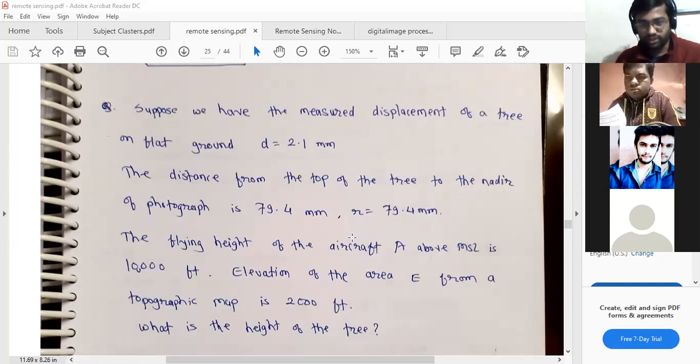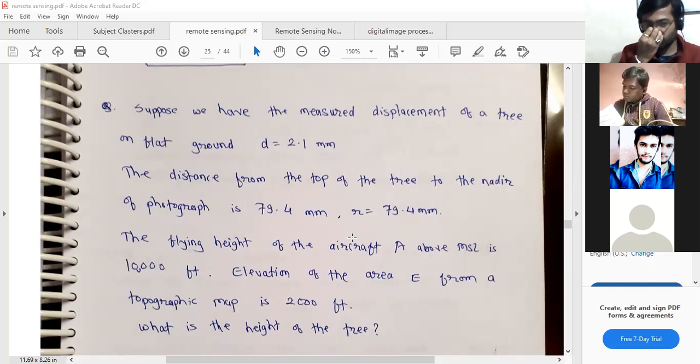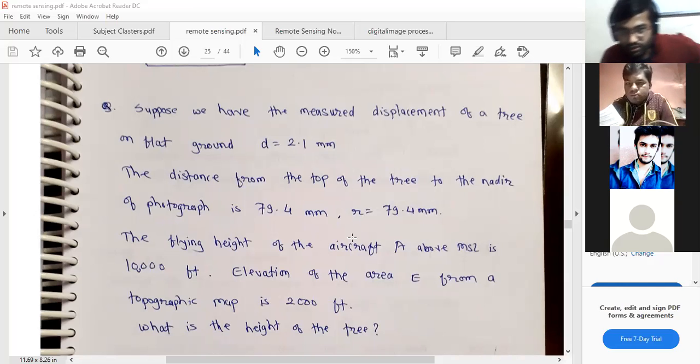Now suppose we have the measured displacement of a tree on a flat ground. D is given 2.1 mm. The distance from the top of the tree to the nadir of the photograph is 79.4 mm. Okay, means R is given. The flying height of the aircraft A above the MSL is 10,000 feet. Okay, so capital H is given. Elevation of the area E, okay, from a topographic map is given. So E is equal to 2,000 feet. So what is the height above the tree? E है, capital H है, you have R, you have small d. Okay, means you need to use second problem. Okay, जिसमें E है, capital E वाला.